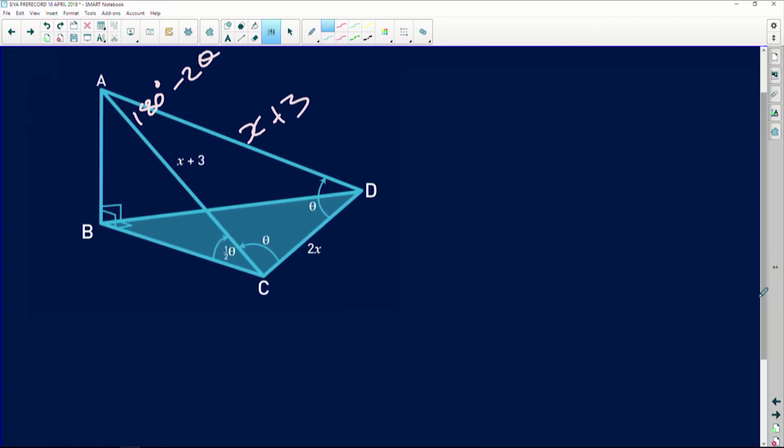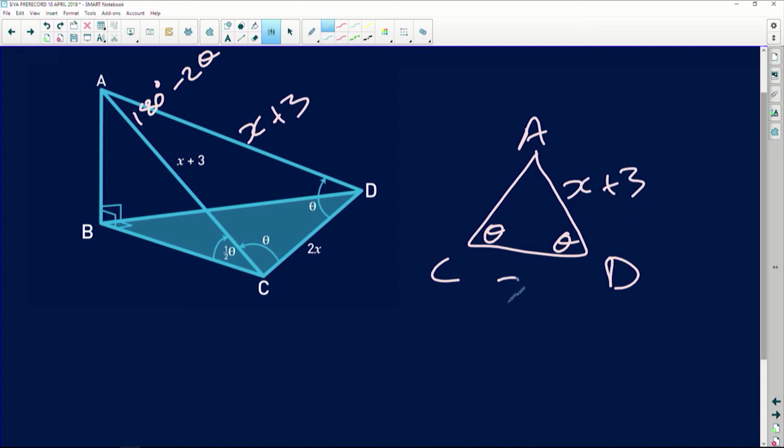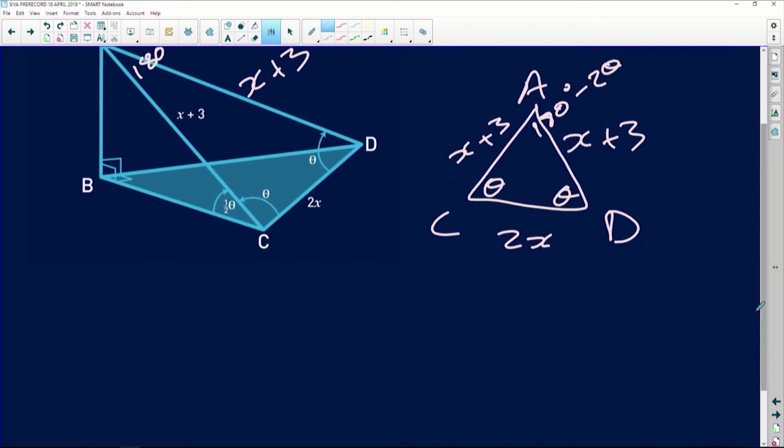Now, using the sine rule, I will just draw the triangle that we're dealing with as well. Again, remember, always take out the triangle that you're focusing on so that you know exactly, you don't get lost. I have that there, x plus 3. This is 2x. This is x plus 3. This is 180 degrees minus 2 theta. Now, in this particular triangle, I'm going to have to use the 2 theta there because it's going to change the sine to a cos.